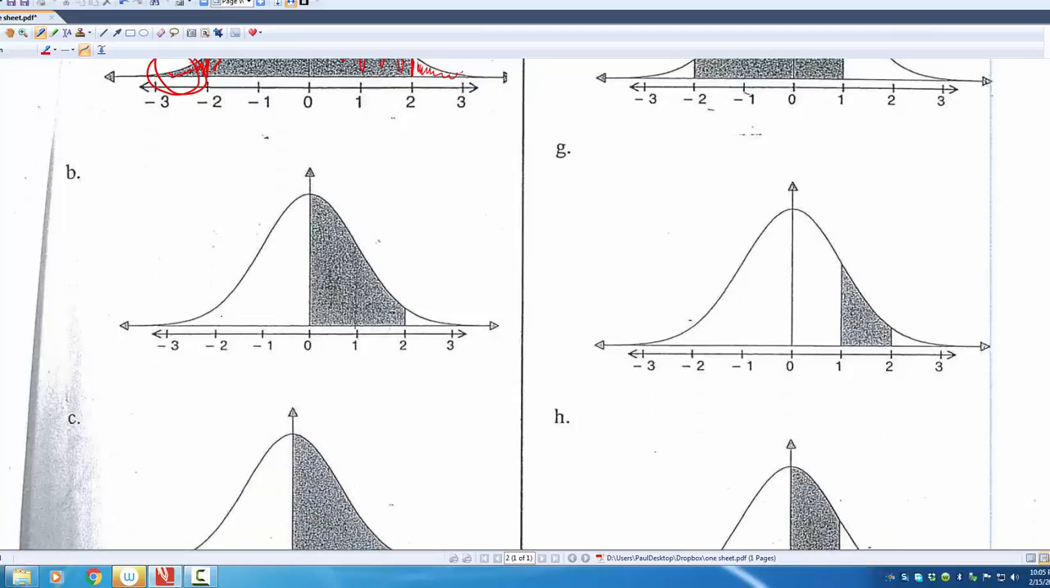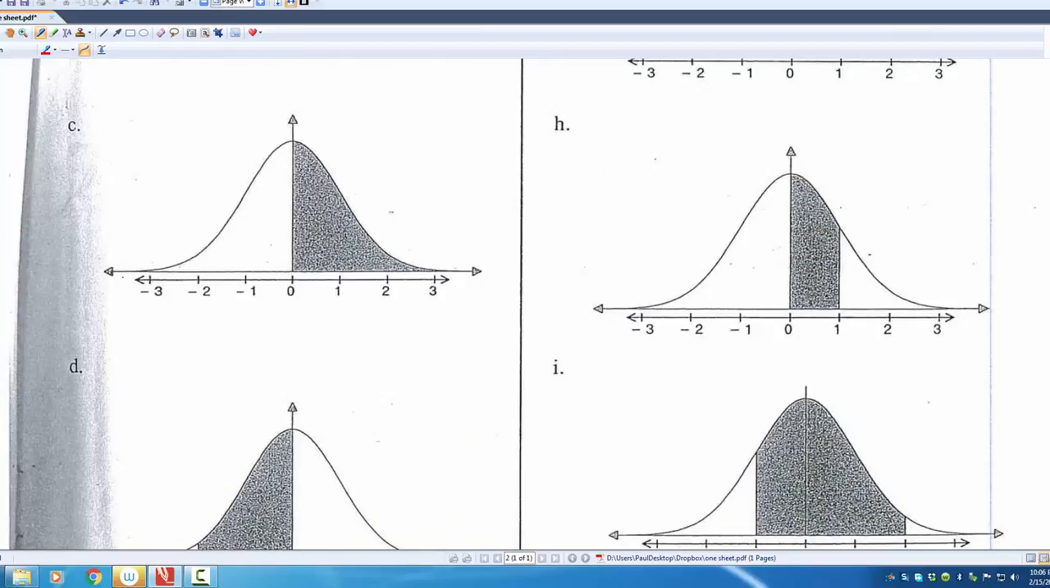Alright, not too bad, this one. Again, I approach it as, what do I know? I know that 95% of the values fall between two standard deviations on either side of the mean. So this would be 95%, but the portion we've got here is half of 95. So if I split 95 into two parts, I get 47.5%. So the shaded area, this part here only, must be 47.5, half of 95.